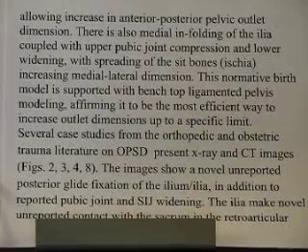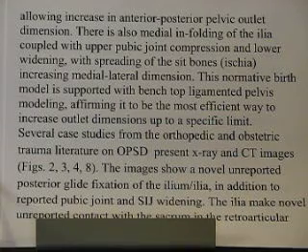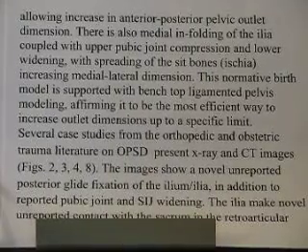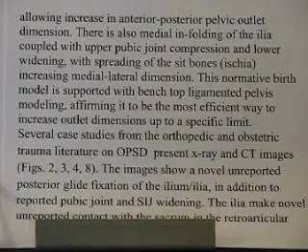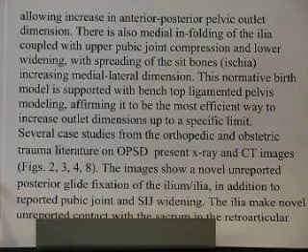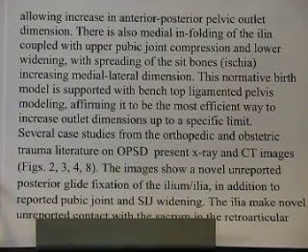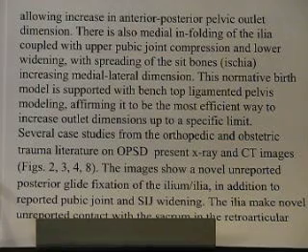There's also a medial infolding of the ilia, coupled with upper pubic joint compression and lower pubic joint widening, along with spreading of the sit bones, which are the ischia, and that increases the medial to lateral dimension. I'll demonstrate that in a short while. This normative birth model is supported with benchtop ligamented pelvic modeling, affirming it to be the most efficient way to increase pelvic outlet dimensions up to a specific limit.